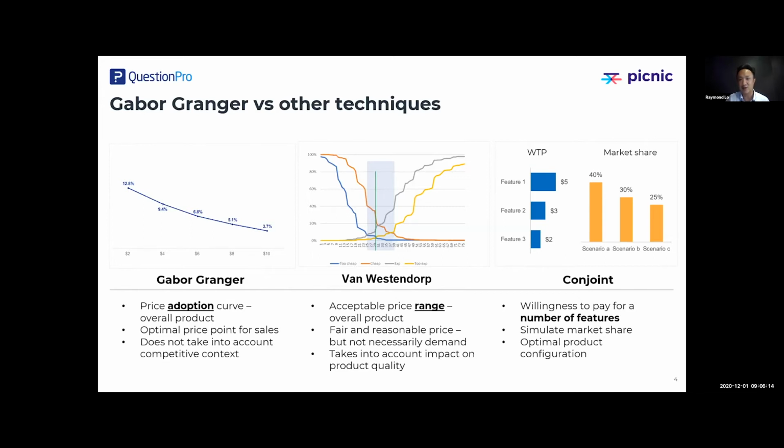And also it can tell you, look, this is the product we're selling. This is the optimal product configuration, the best features to pull, to talk about, and also the price points. So it's not just isolated on price, it's isolated on all the features and talking about all the features as well. So that's the effectiveness of the conjoint. So they're the 3 techniques, but today obviously we're honing in on Gabor Granger.